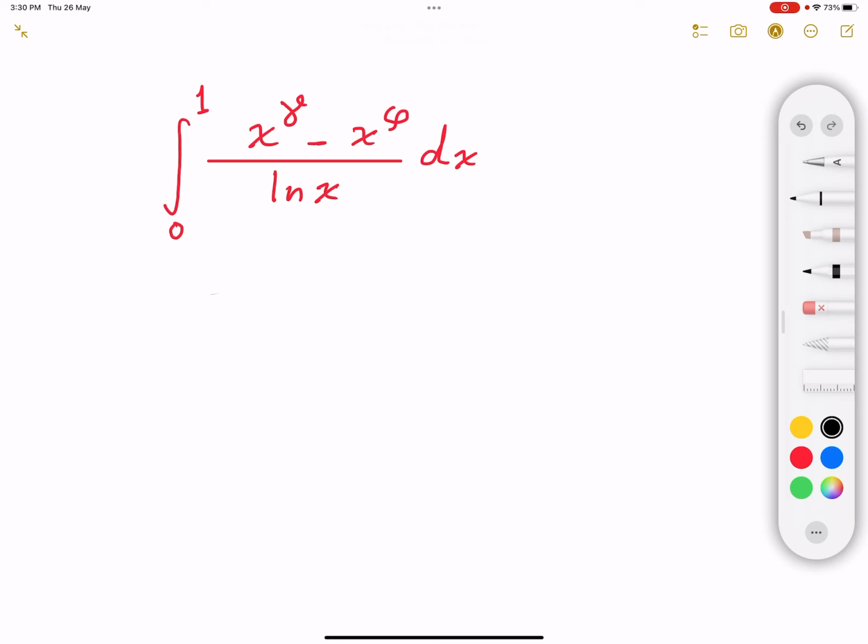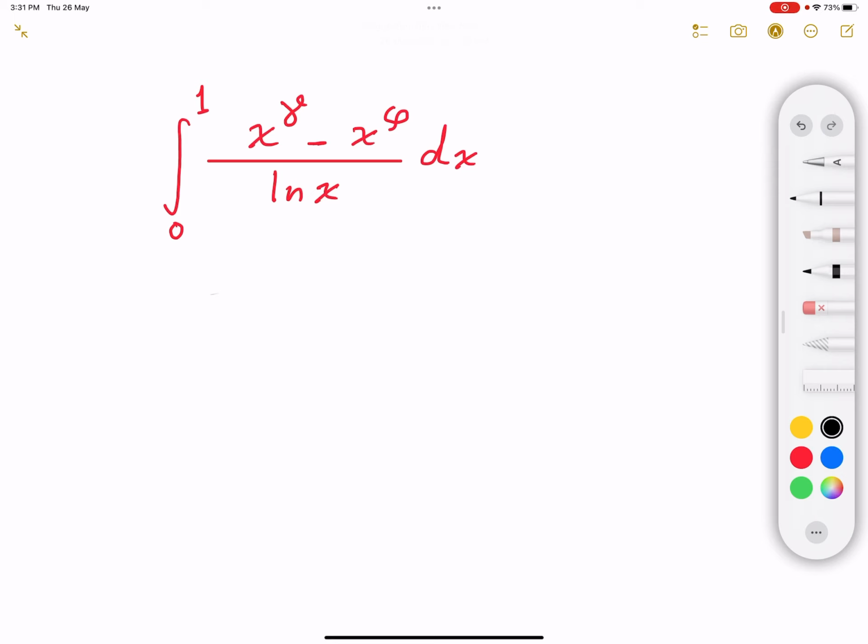In this video, I'm going to show you how to solve for this definite integral. So we have here the integral from 0 to 1 of (x^γ − e^φ) divided by the natural logarithm of x dx, where γ is the Euler-Mascheroni constant and φ is the golden ratio, which is (1 + √5)/2.